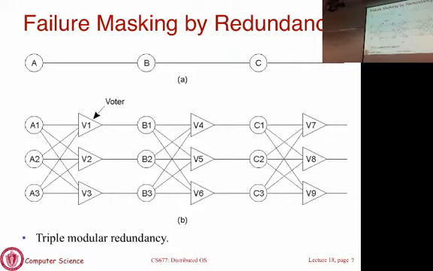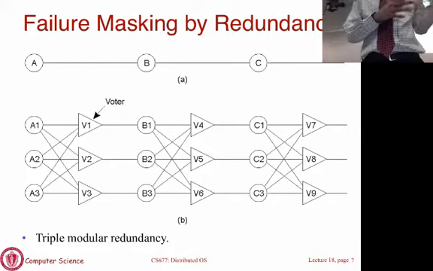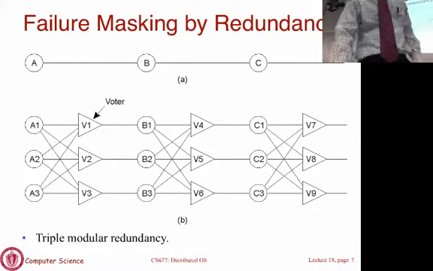We will have redundant software components. We will have voters that will vote, and things like that, to deal with failures. Any questions on this? These are referred to as TMR, triple modular redundancy, in hardware or circuit design.